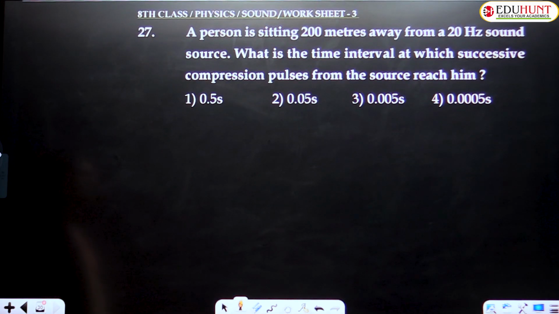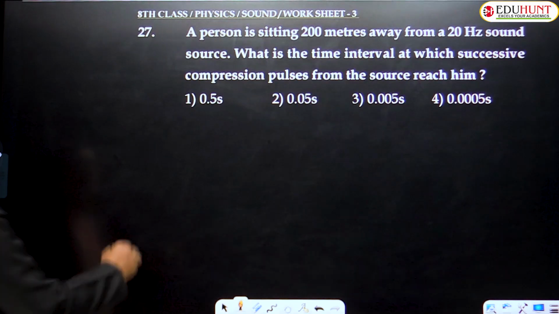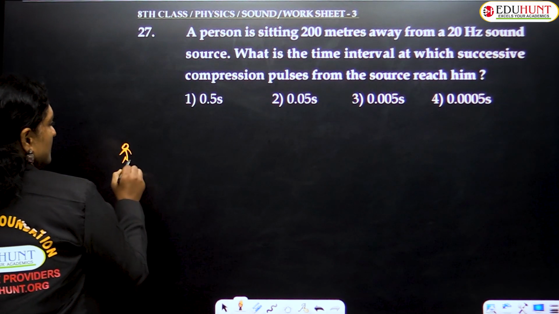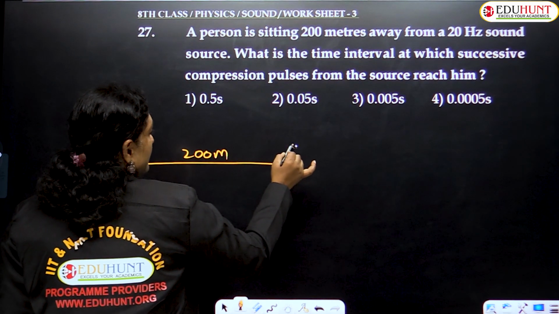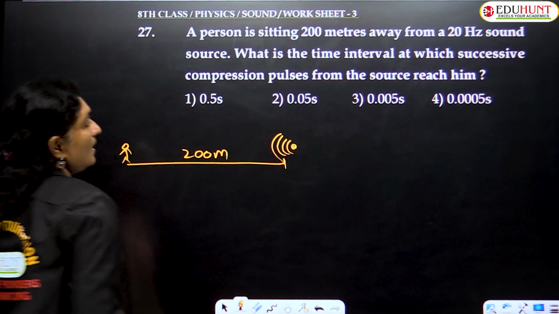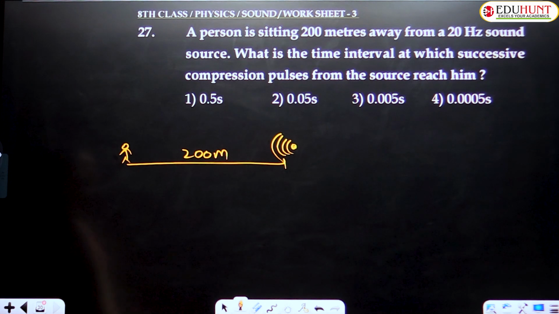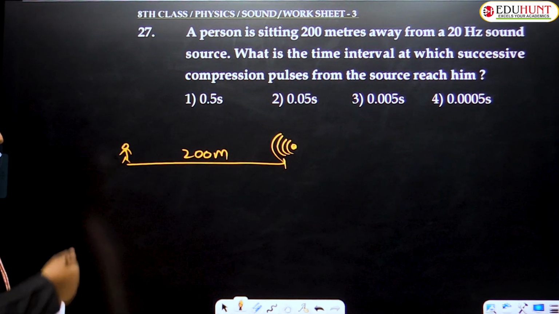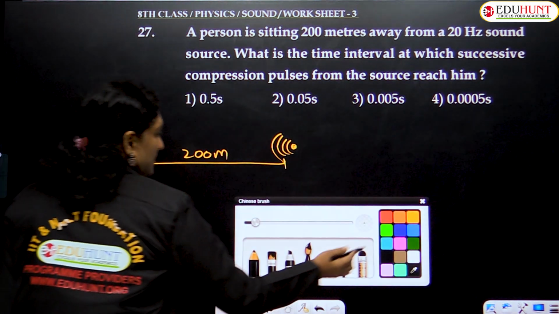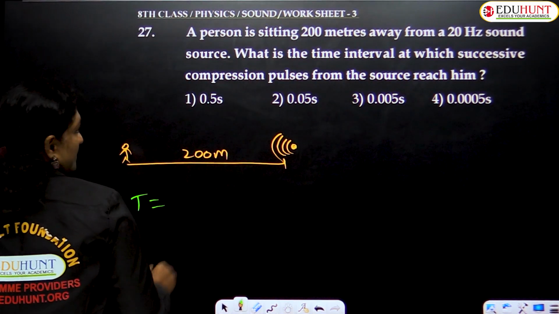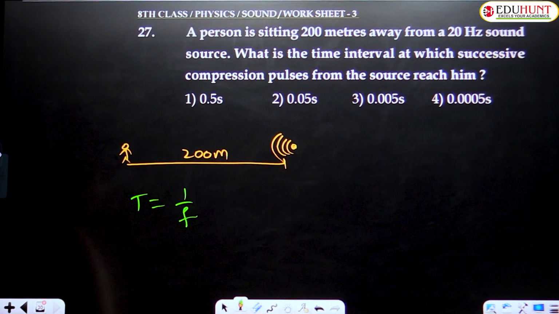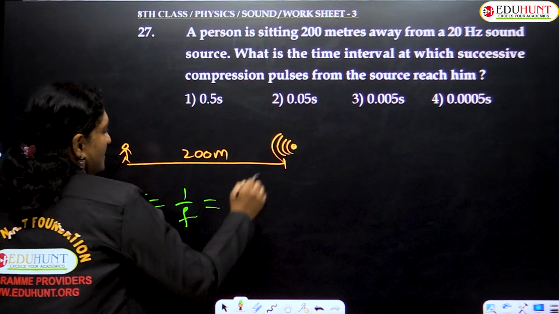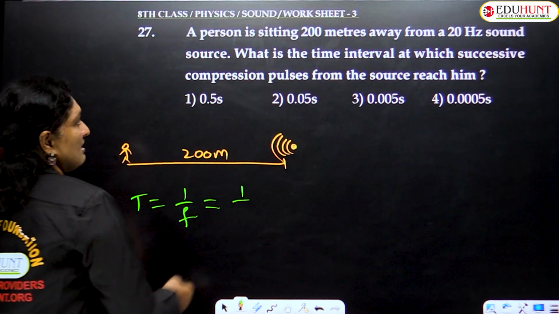A person is sitting 200 meters away from a 20 Hz sound source. So this is a person who is at a 200 meters distance where a sound is being produced. What is the time interval at which successive compression pulses from the source reach him? So you are asked to find the time period. Children, we know the time period is equal to 1 by frequency. The reciprocal of frequency is nothing but the time period. So whatever be the distance, if you know the frequency, simply find it.